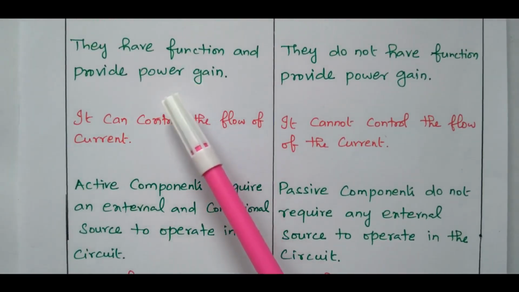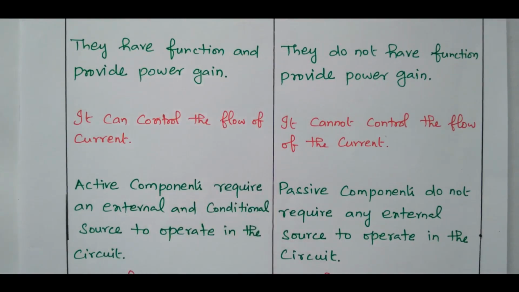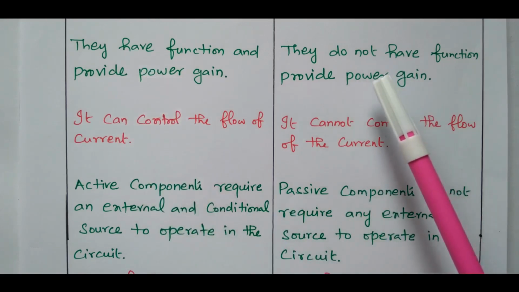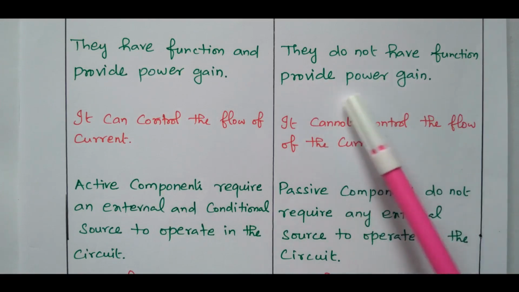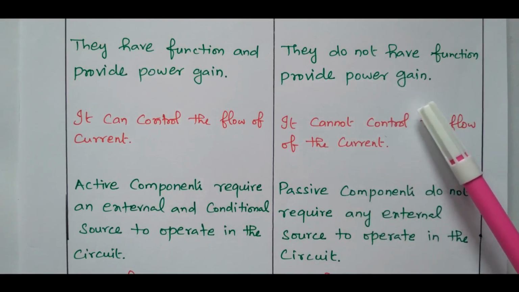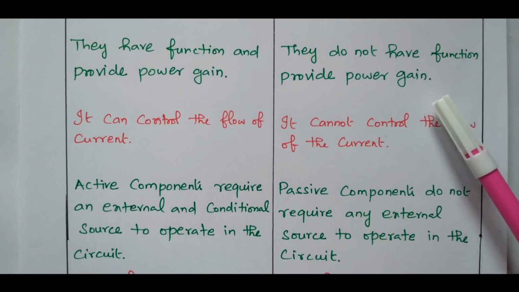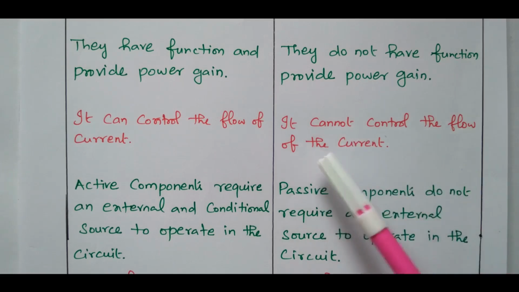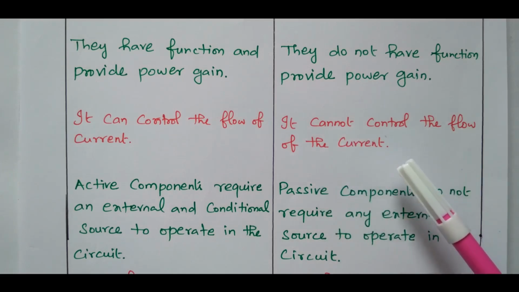They have a function and provide a power gain. For example, a transistor is a power amplifier. So amplification is possible, power gain is possible, but passive components do not provide any power gain. Power gain is not possible in a passive component, it will just absorb the energy. An active component can control the flow of current, for example an amplifier, but a passive component cannot control the flow of current. Right? It will just absorb or store the energy.